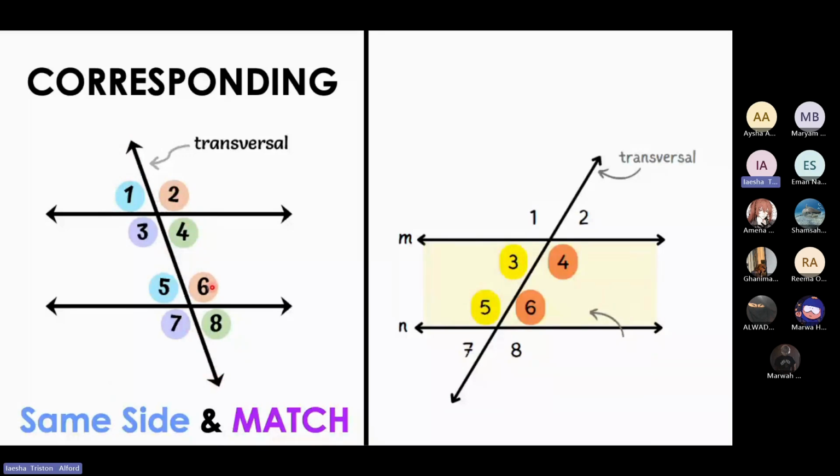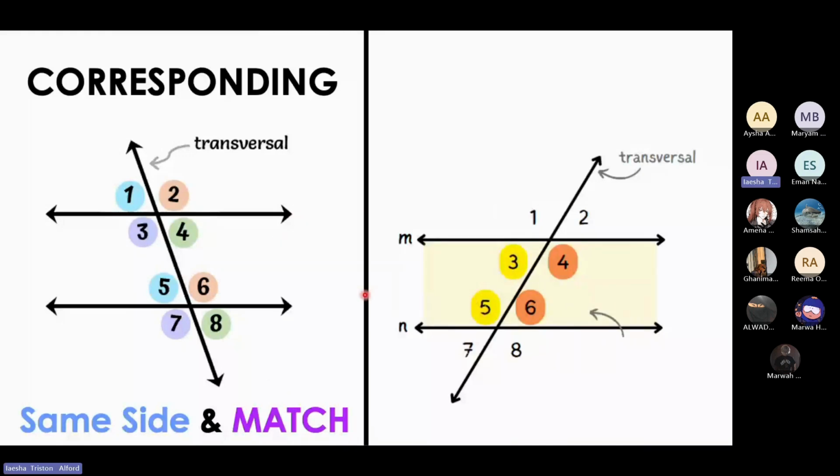Same 2 and 6. They're on the same side. One is out, one is in. 3 and 7 on the same side. One is in, one is out. This is what we mean when you say match. It's a trick to kind of help you remember.